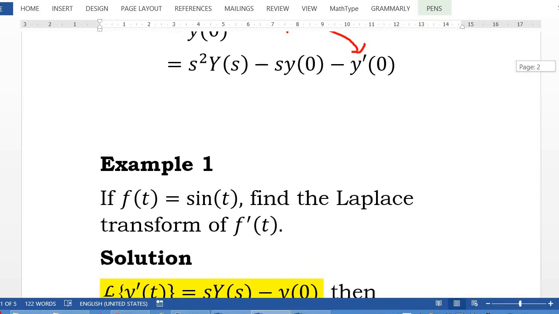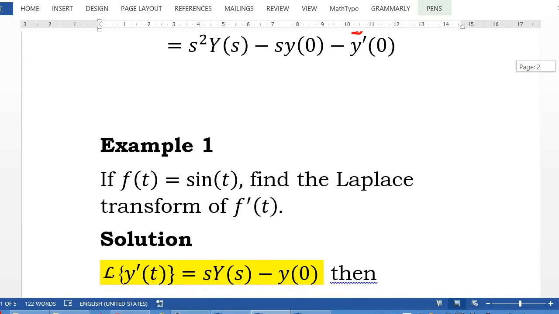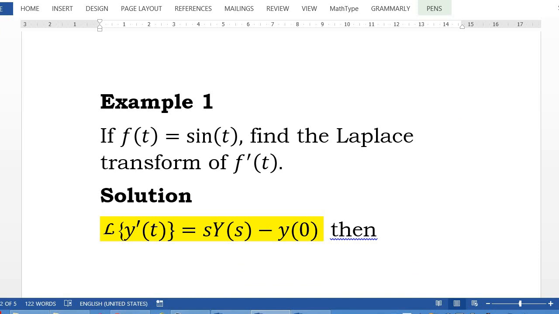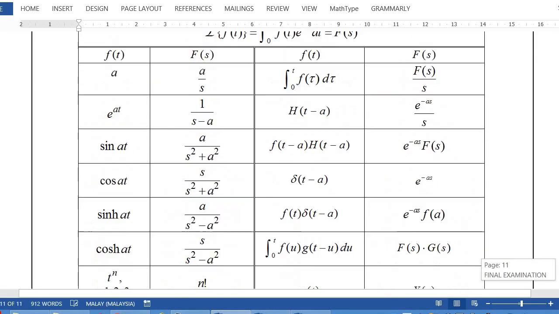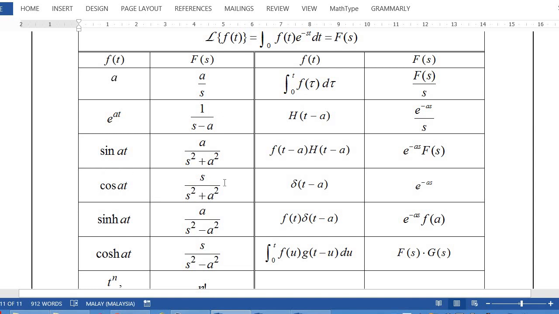And then to show the applications of the Laplace transform of derivatives, let's look at two examples here. Example 1, let f(t) be sin t. Find the Laplace transform of f prime t. You know that if you differentiate sin t, you get cos t. In the first lecture, we showed the Laplace transform for cos at using the definition of the Laplace transform, and the result is s over s squared plus a squared. We are going to use the Laplace transform of derivatives to show that if we differentiate sin t, we get cos t, and the answer is s over s squared plus a squared.